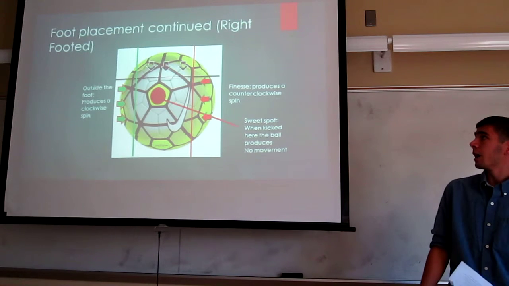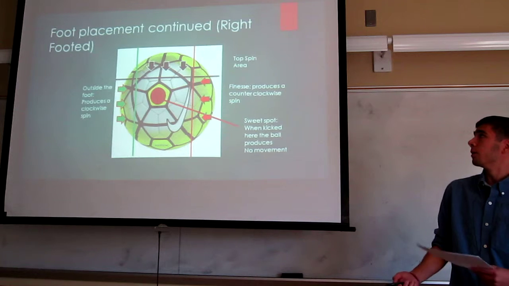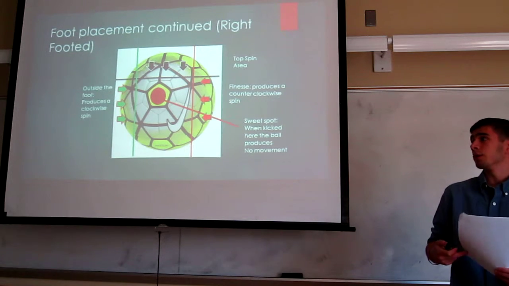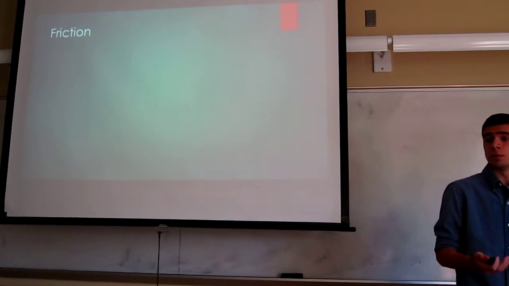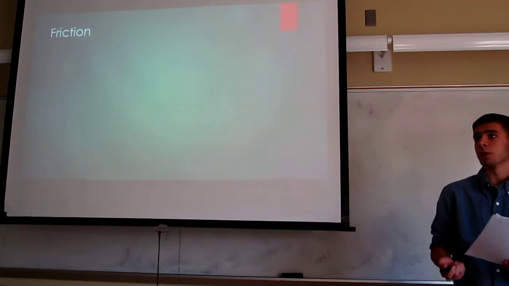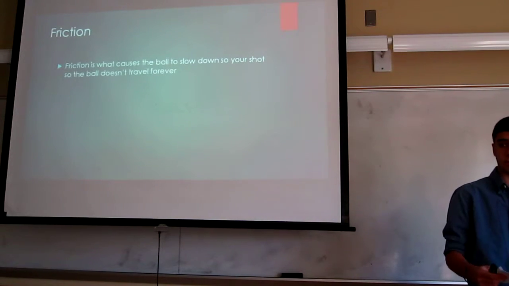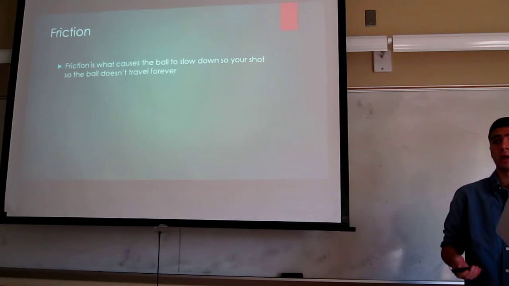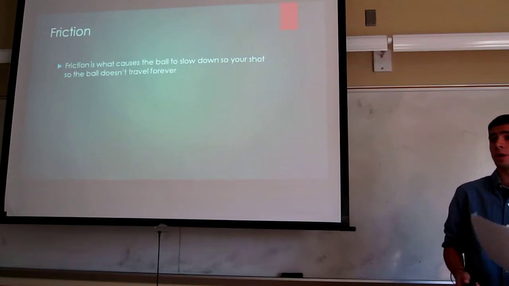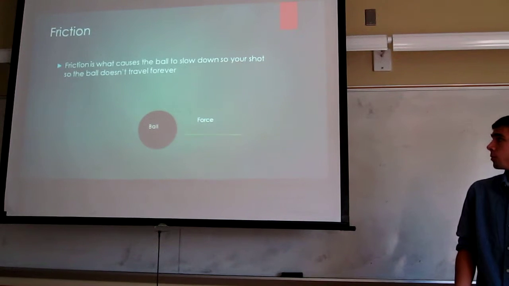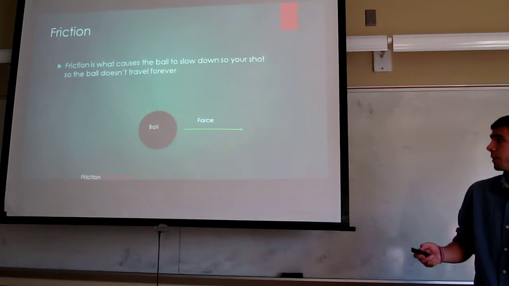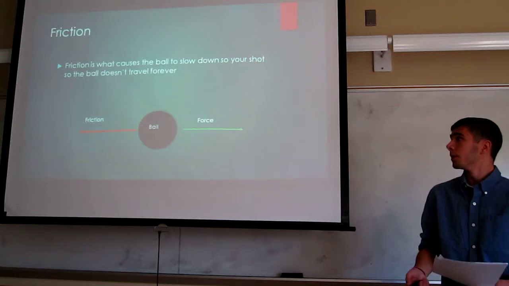And then there's the top of the ball, which is the top spin area. This determines how much spin you put on it, so it dips or just gets to the ground quicker. Next is friction. There's not really much about soccer and friction, just that friction is always going to be present, and it's what causes the ball to slow down, so you can't keep kicking it forever. You can't just punt the ball and keep going to the stratosphere. So here's your ball. You kick it forward with force, it's going to go forward, but the friction is going to prevent it from traveling forever and ever.